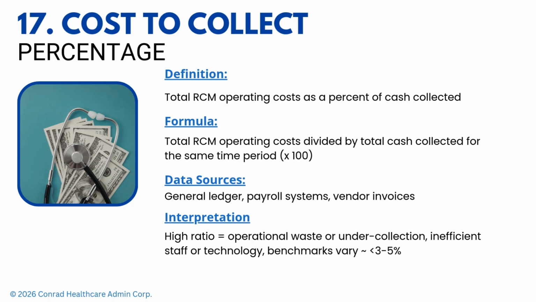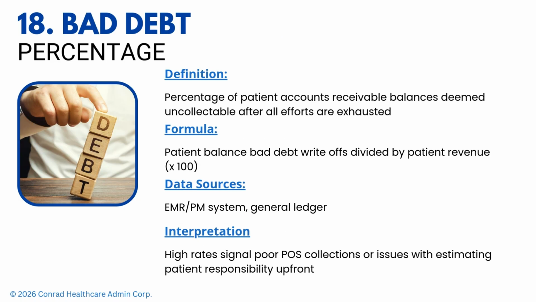If we have a high ratio in our cost to collect, it can be a signal of operational waste, under collection, inefficient staff or inefficient technology, maybe. And benchmarks can vary, but typically it can be less than 3 to 5%.